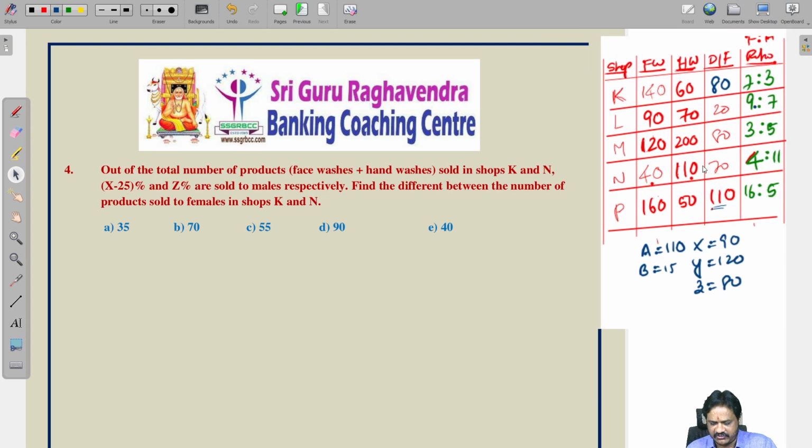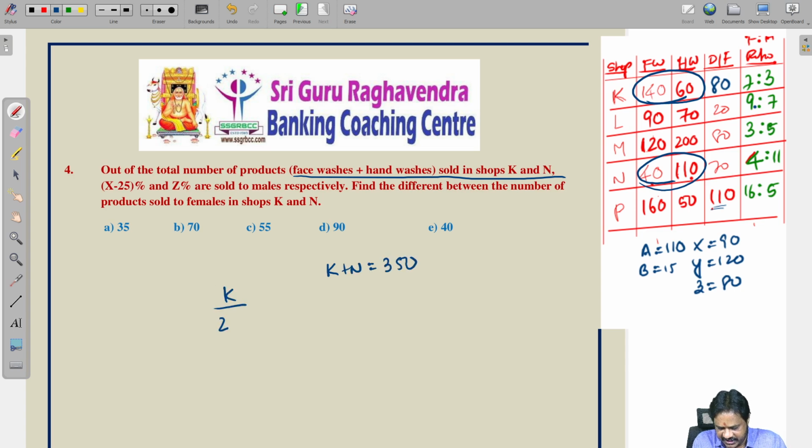Out of the total number of products sold in K and N. So, total products means both face wash and hand wash by K and N. So, K total 200, N total 150. Now, what is the question? X minus 25%. What is X? 90. 90 minus 25 means 65% are sold to males.